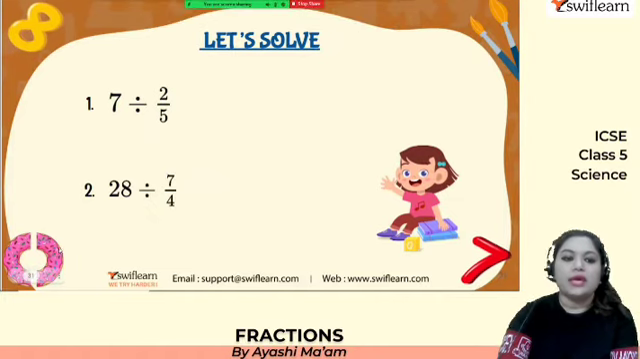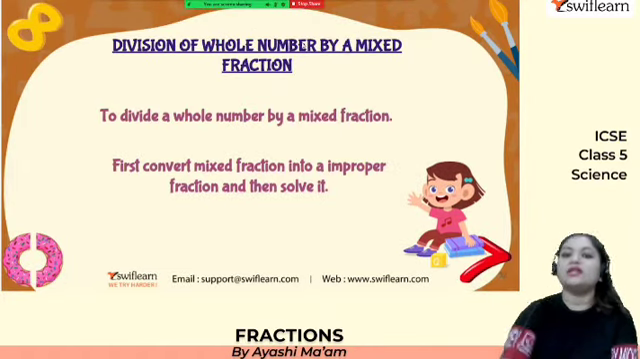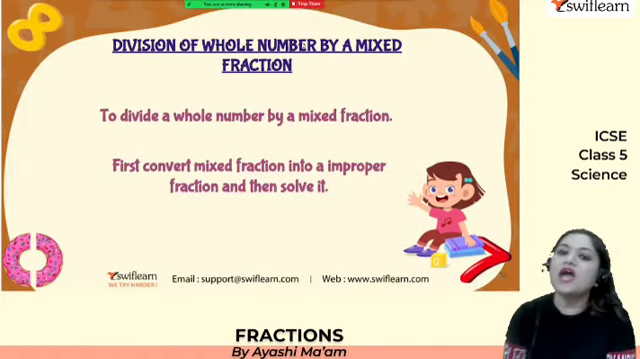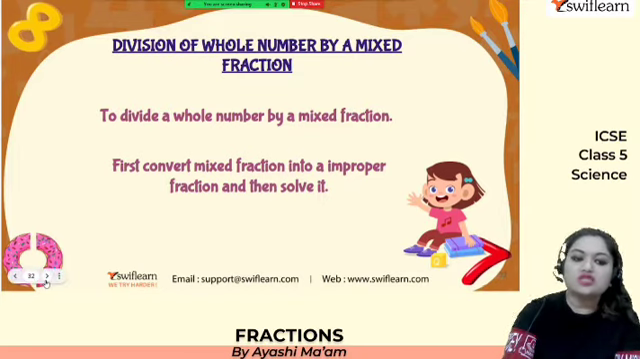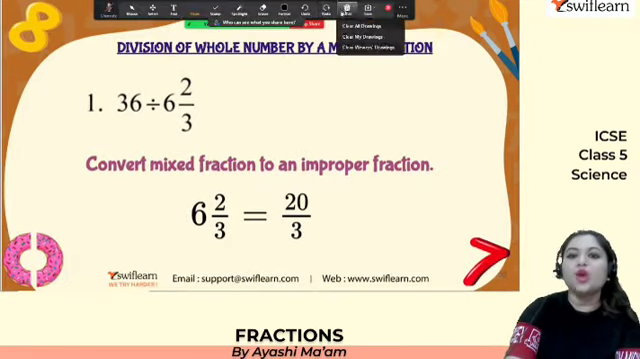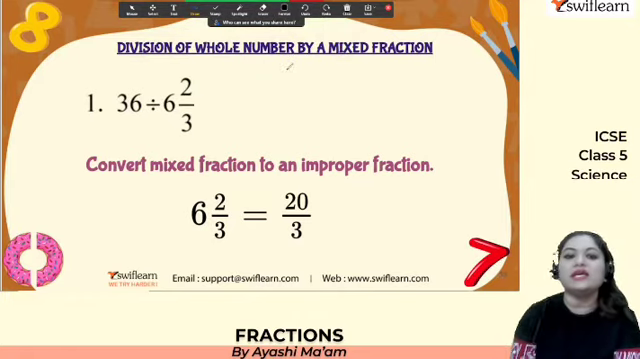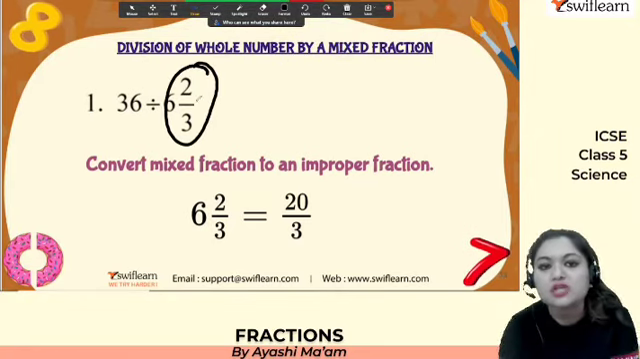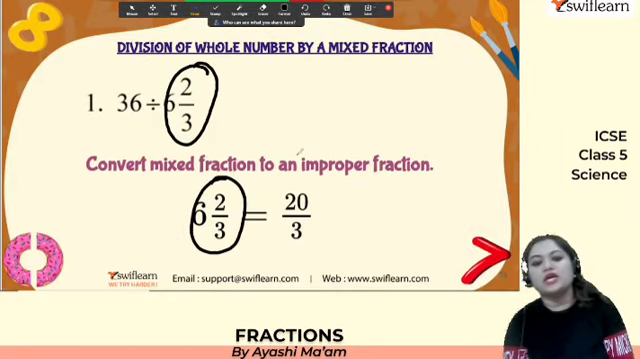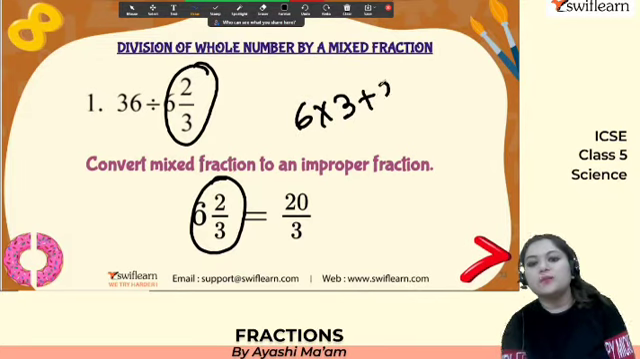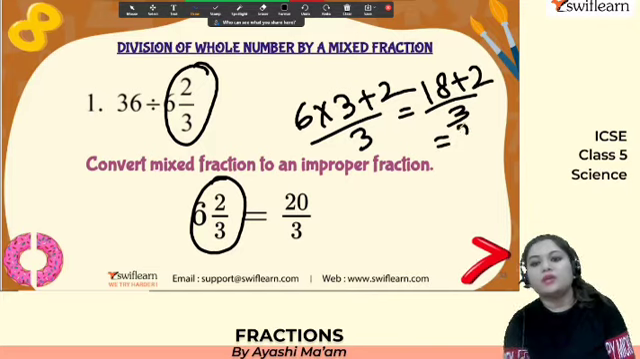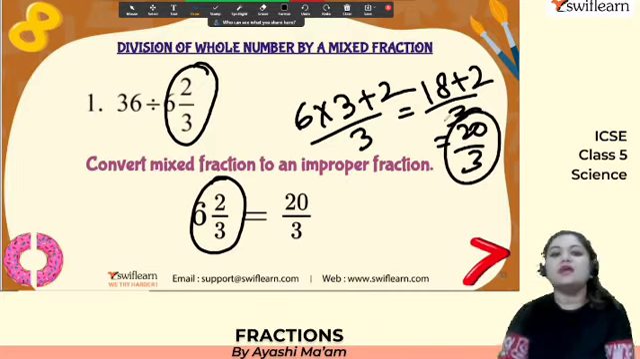Understood? Okay. Next one, division of a whole number by a mixed fraction. Whenever you have a mixed fraction, first convert it into an improper fraction and then solve it. Very, very easy. Here the mixed fraction given to us is 6 whole 2 by 3. That means 6 into 3 plus 2 by 3, that is 18 plus 2 by 3. That means 20 by 3 is the fraction.